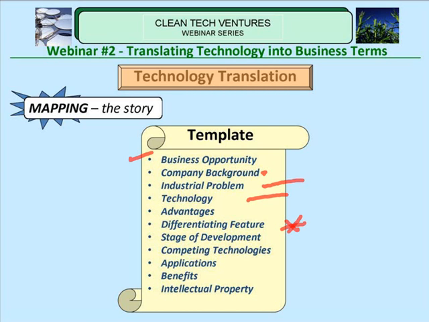The stage of development is very important because it tells the third party where you've been, but where you still need to go. The benefits are benefits not to your engineering or researcher peer, but benefits to your end use customer. And I'll briefly touch upon intellectual property benefits as well.